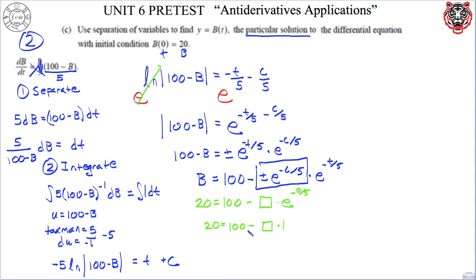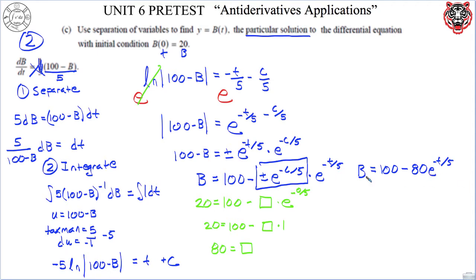If I go ahead and just subtract 100 from both sides, I'm left with negative 80 multiplied by the box, negative again, and 80 is what I get for our box this time. Once I plug in our 80 for our box, I'm left with this equation: b equals 100 minus 80 times e to the negative t over 5, and no domain restrictions.